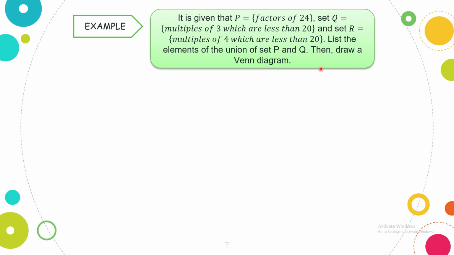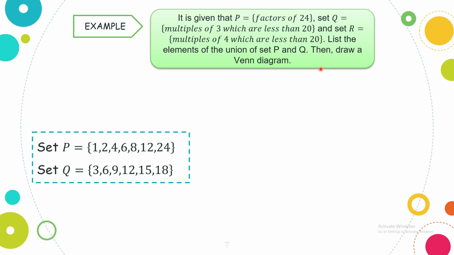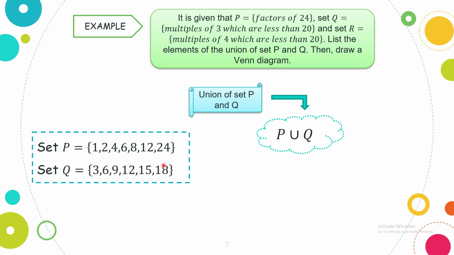First, we list down set P and set Q. Set P is the factors of 24, which are 1, 2, 4, 6, 8, 12, and 24. Set Q is the multiples of 3 which are less than 20, which are 3, 6, 9, 12, 15, 18. And then the question asks to find the union of set P and Q. It is represented in set notation as P union Q.